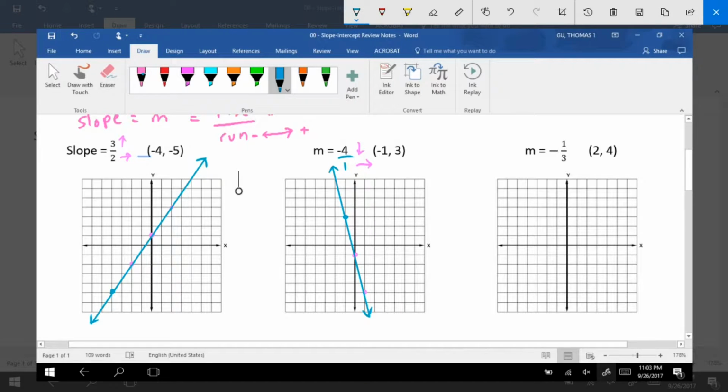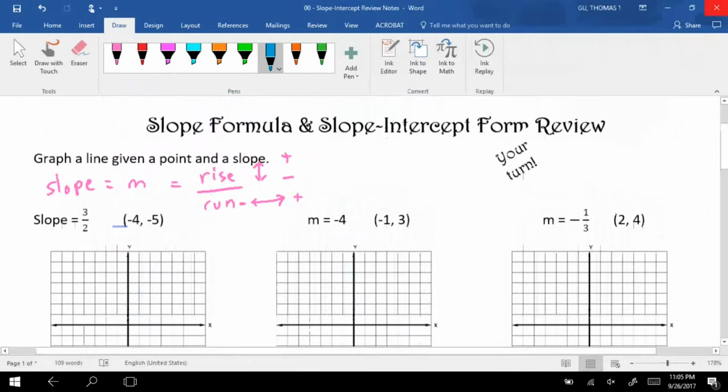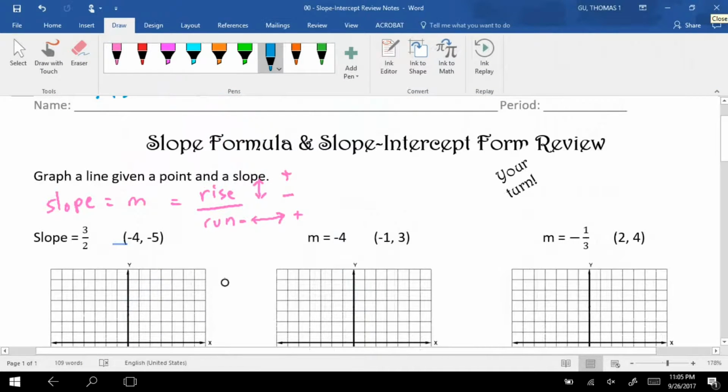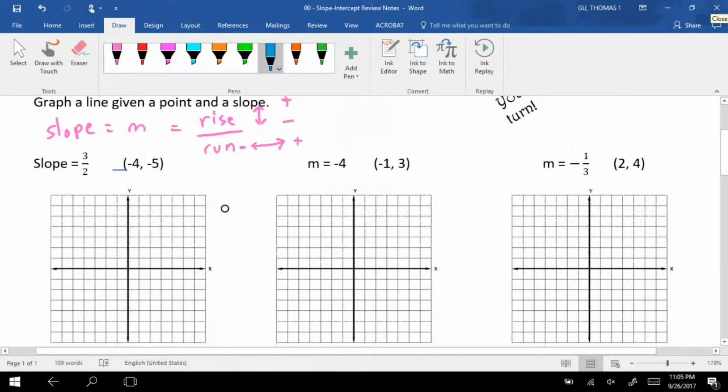Okay, next, let's go on to this one. This one is your turn. I think this got moved up a little bit right here, but you're gonna try this third one and check it with the teacher tomorrow.